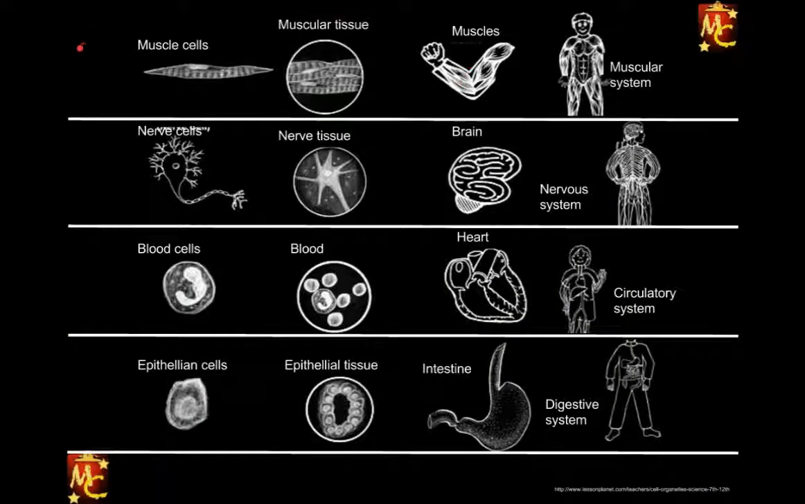Here are some examples of how cells make up the body, or some particular system inside the body. For example, muscle cells: many muscle cells combined will make the muscular tissue, and then this tissue will make muscles, for example the upper muscles in the hand, as you can see here.